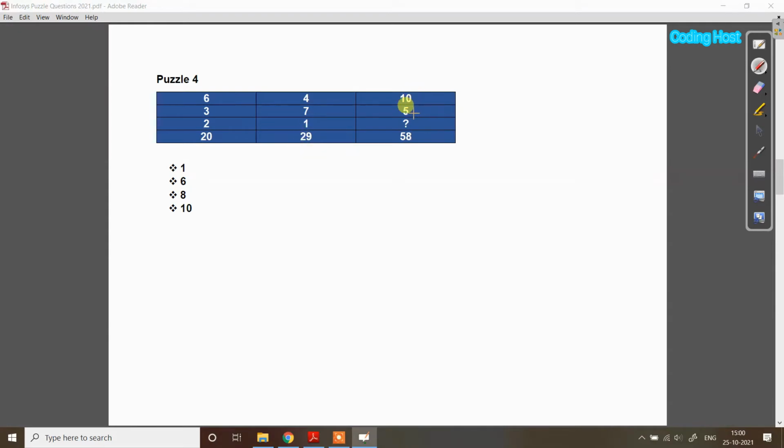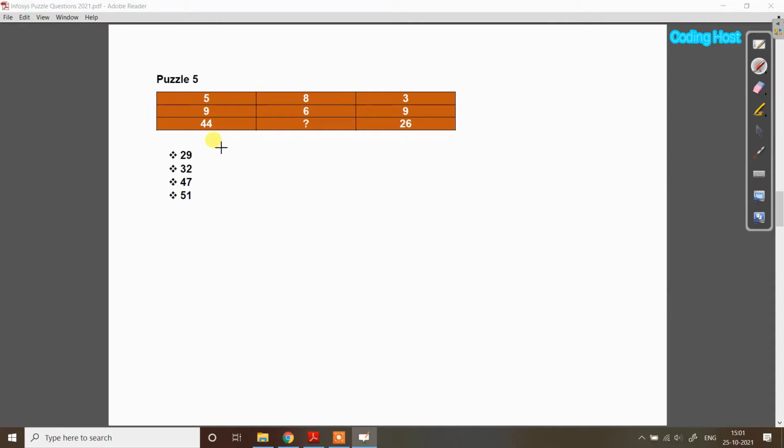So 10 into 5 is 50. So what do we have to add to the 50? We get 58. So we have to add 8. So 8 is the right answer here. Now we have this next question. 5 into 9 is 45, and 45 minus 1 is equal to 44. So here you can see that 45 minus 1 is 44.